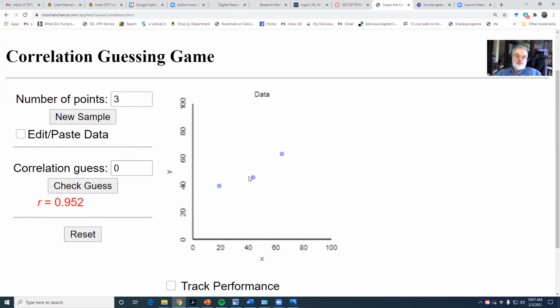This phenomenon of correlations decreasing in magnitude the more data you collect is called shrinkage. And I'll add that to the learning objectives for this. So shrinkage is the phenomenon of small samples overcapitalizing on chance and producing more extreme values of a correlation coefficient than larger samples.